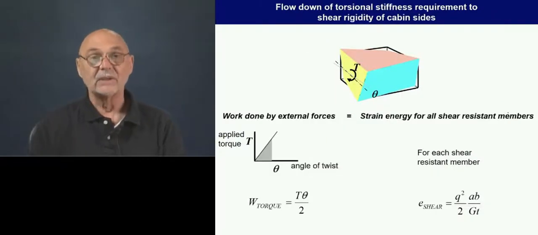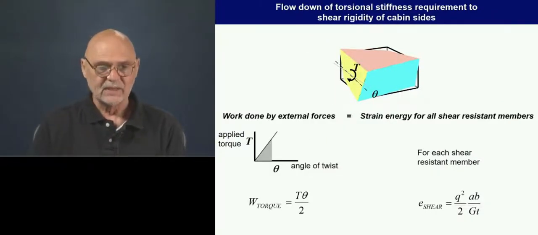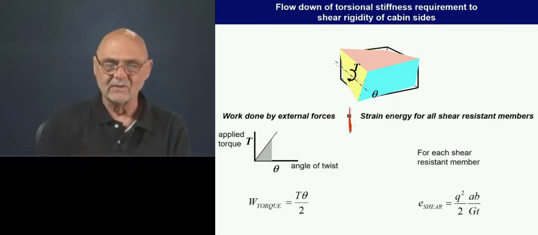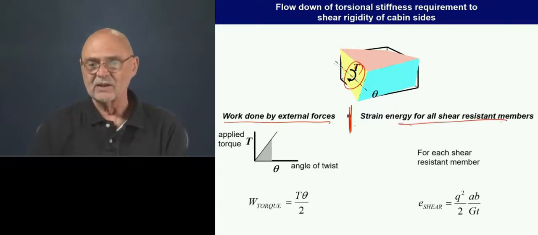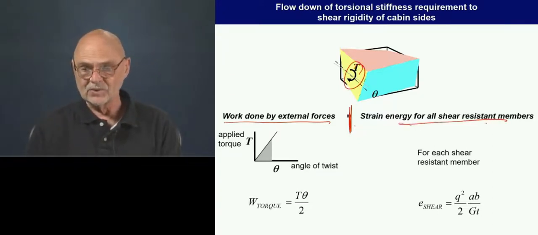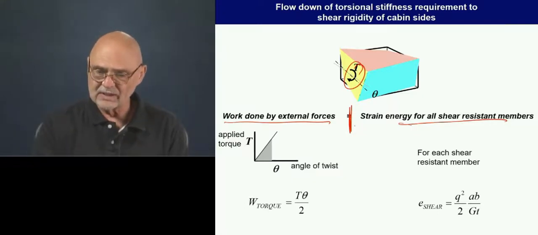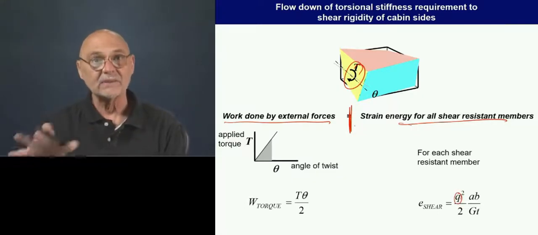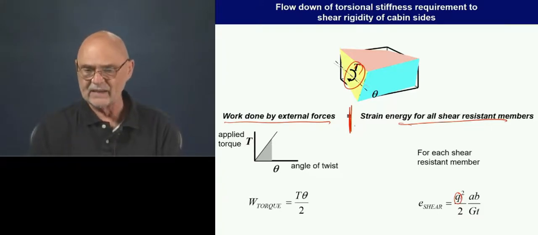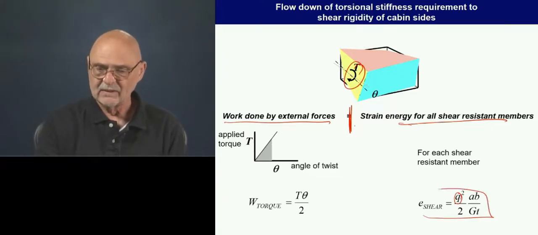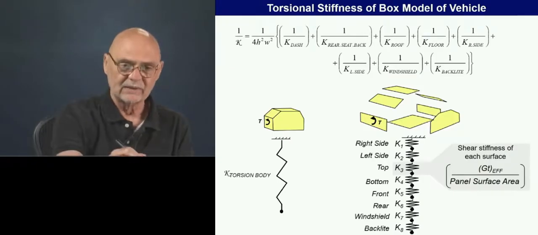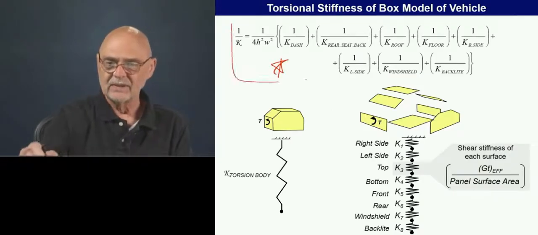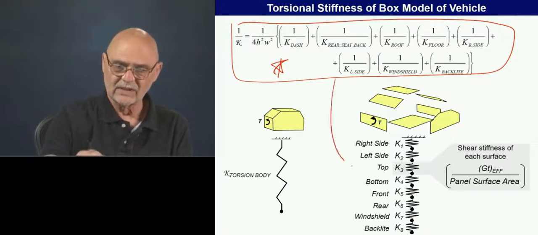And then we also flowed down the stiffness requirements. Basically the governing equation was to balance the work being done by the external forces with the strain energy stored under that external force. We used the idea that the shear flow is constant throughout this monocoque body, so we could express the strain energy with this formulation. And when we did that, we came up with our famous equation here.